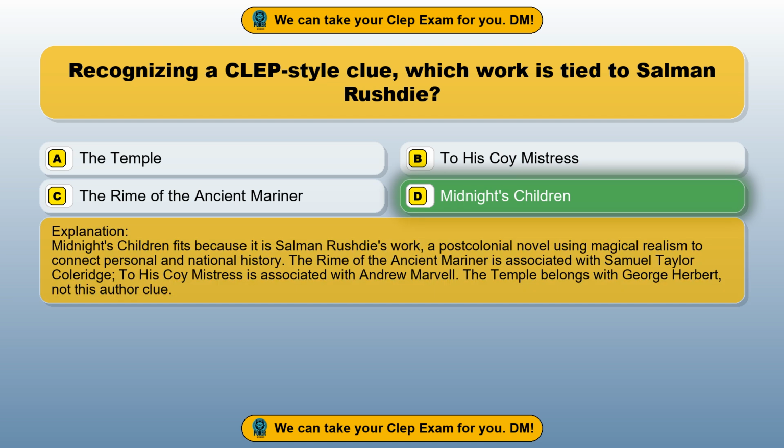Midnight's Children fits because it is Salman Rushdie's work, a post-colonial novel using magical realism to connect personal and national history. The Rime of the Ancient Mariner is associated with Samuel Taylor Coleridge. To His Coy Mistress is associated with Andrew Marvell. The Temple belongs with George Herbert, not this author clue.